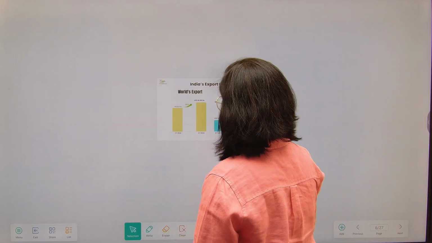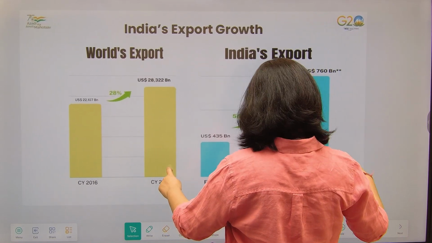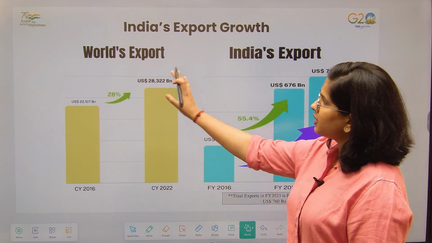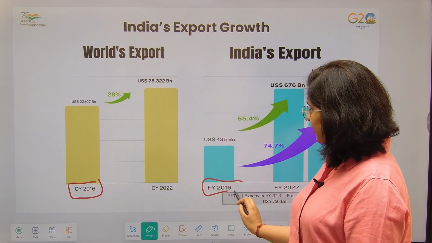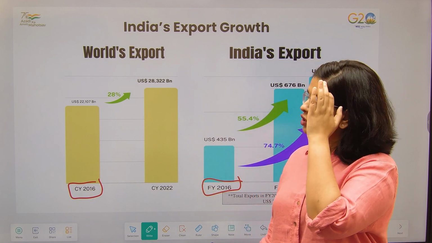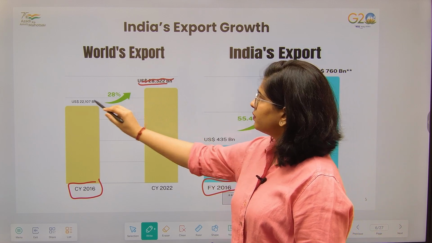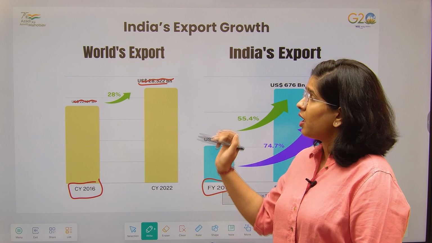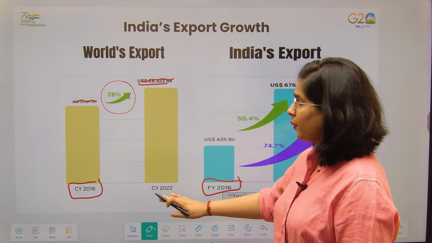Now this is the important slide. Please remember the growth percentages, okay? I hope this is now clear to you. So you see the world's exports. Which year are we comparing with? We are comparing with 2016. Why 2016? Because FTP 2015 was implemented from that year. So in 2016, the world's, you do not need to remember these figures. We just have to remember the growth rate, and the world's growth rate is also not important. The world's export growth rate was 28% if we compare 2016 with 2022.